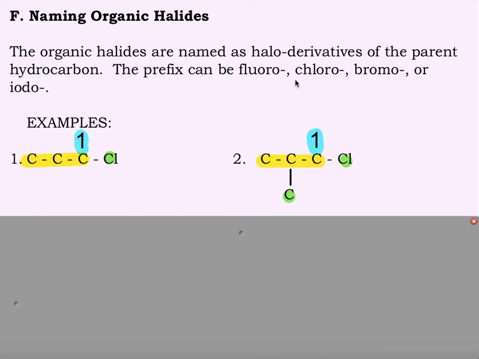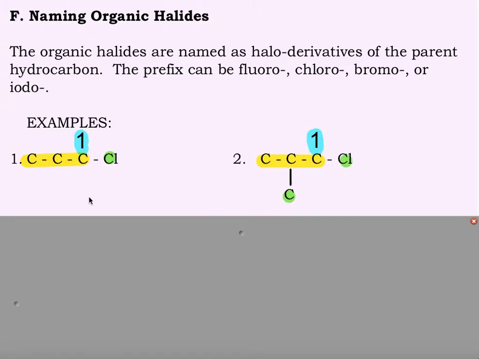So this note section is covering two topics. The first topic is dealing with organic halides, which means basically what happens when you have an organic compound, but then you have a halogen attached. So the halogens that are typically found are fluorine, which they call fluoro, chlorine, chloro, bromine, bromo, or iodine, iodo.